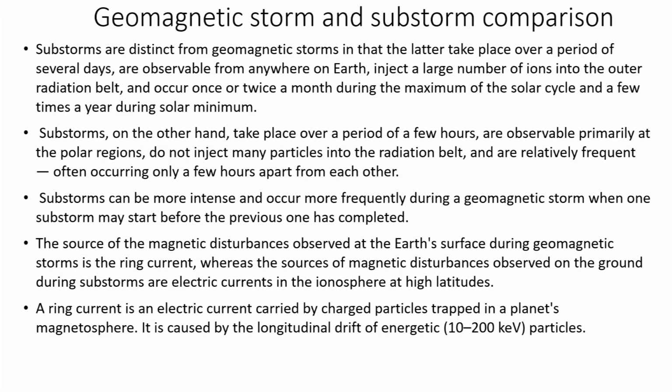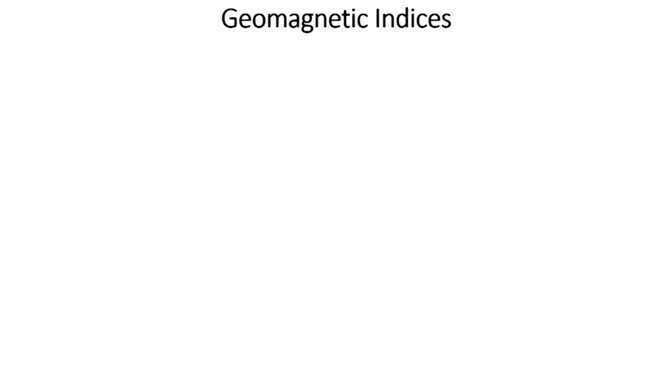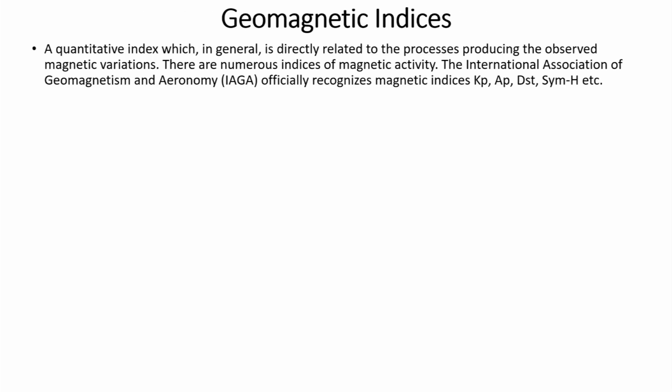So, as I said, I mentioned the ring current. A ring current is an electric current carried by charged particles trapped in the planet's magnetosphere. It is caused by the longitudinal drift of the energetic particles in the range of 10 to 200 kilo electron volts. There are some terms by using which we can understand the magnitude of the geomagnetic storm. These are called the geomagnetic indices. There are various indices like Kp index, Ap index, then Dst, then Sym-H. I will try to explain a few of them.